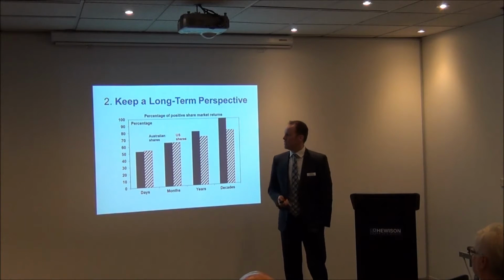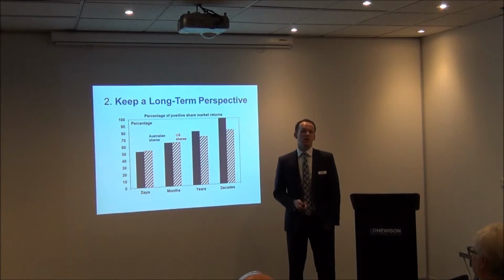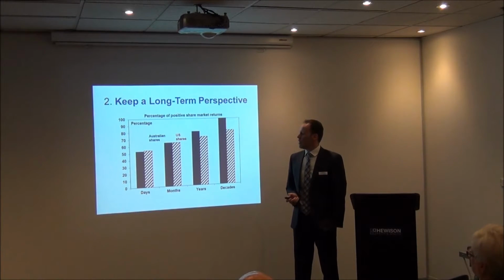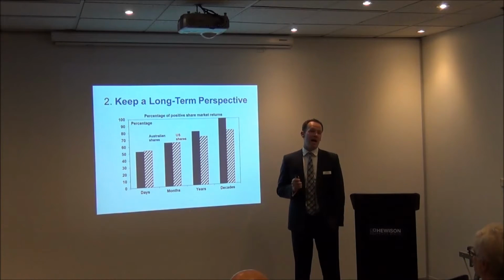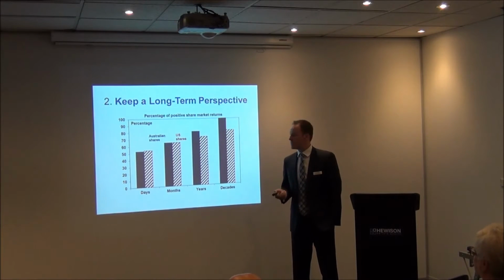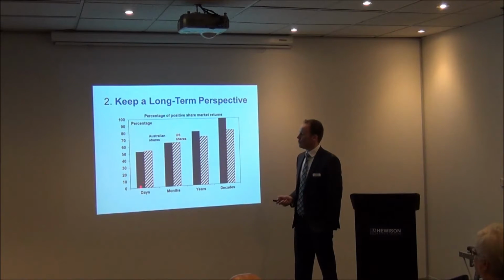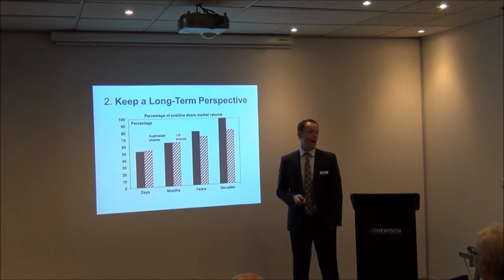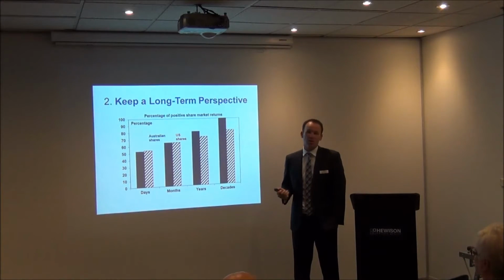Second strategy is similar to the first, keeping a long-term perspective. Now this is an interesting graph here that shows the percentage of days the share market is up versus down. So this is the percentage of days we get reported on the news, market's up today or market's down. And what we see, the blue bar is the Australian market, the red bar is the US, pretty similar. There's a 50% chance on any given day that the market will be up or down. It's a toss of the coin.